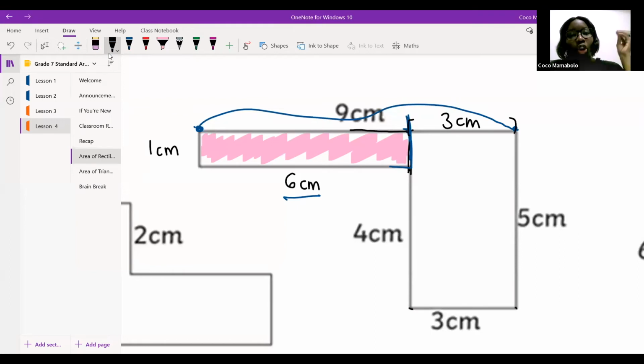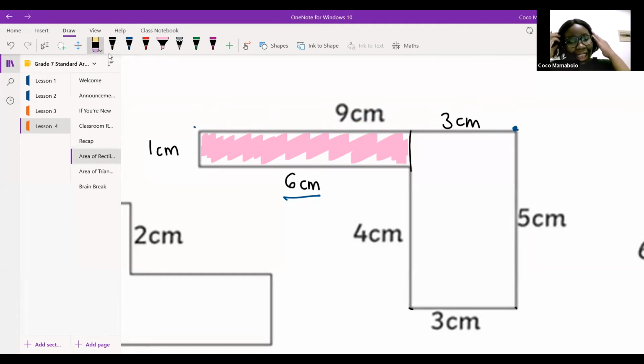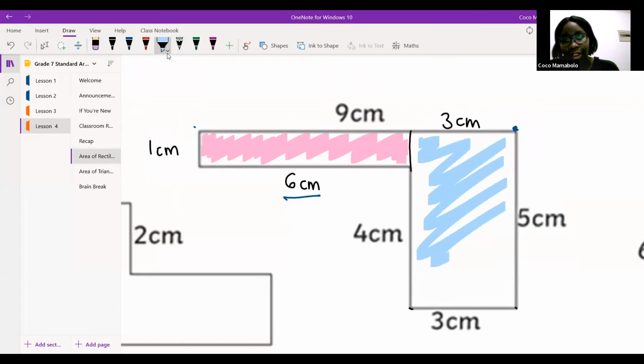Okay. I hope that makes sense to you. Let me know in the chat if you're okay with this explanation, why I'm using 6 centimeters instead of 9 centimeters. It's because of where I split my shape. I can't use the long side because my rectangle has been split into 2 different shapes. That part there and this part over here.